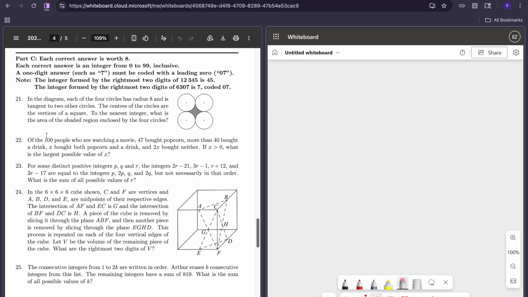Second, of the 100 people who are watching a movie, 47 bought popcorn, more than 40 bought a drink, x bought both popcorn and a drink, and 2x bought neither. If x is bigger than 0, what is the largest possible value of x?